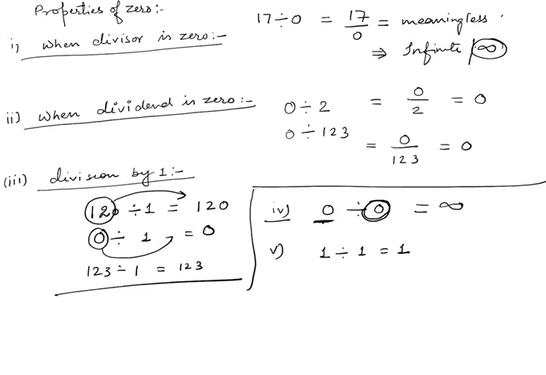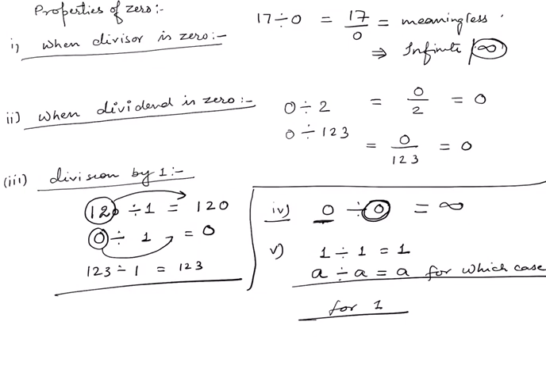Sometimes it may ask like this: a divided by a is equal to a, for which case? So what will be your answer? For 1. It may ask that a divided by a is equal to a for which whole number? Then you can write that for 1. It is true for 1, because when we divide 1 by 1, we get the quotient as 1. At the place of a, any alphabet you can write, n divided by n gives n. Understood?